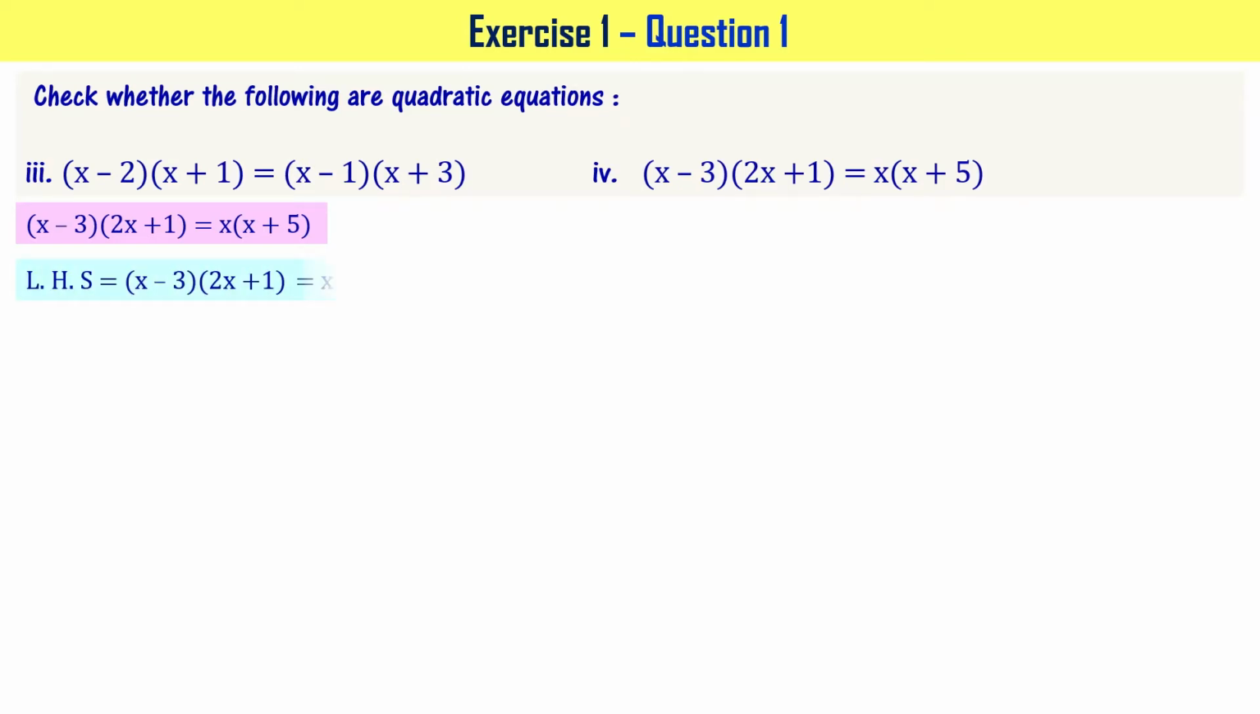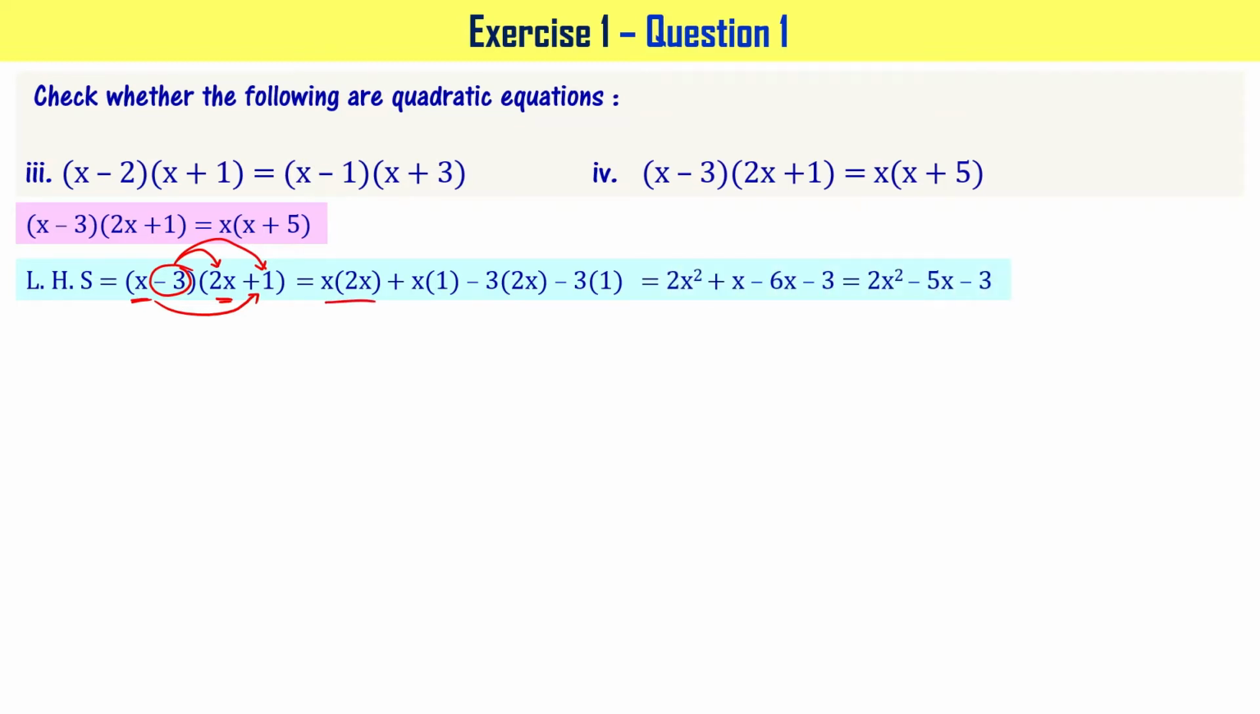That can be written as x times 2x plus x times 1. Now you have minus 3 here. Minus 3 times 2x, minus 3 times plus 1. Right? That's what I have written here. X times 2x is 2x square and this is 1x and this is minus 6x, and this is minus 3. I have written that. And here, if you look at, I have plus x and minus 6x. So that is going to be minus 5x. So the expression on left hand side is now written as 2x square minus 5x minus 3.